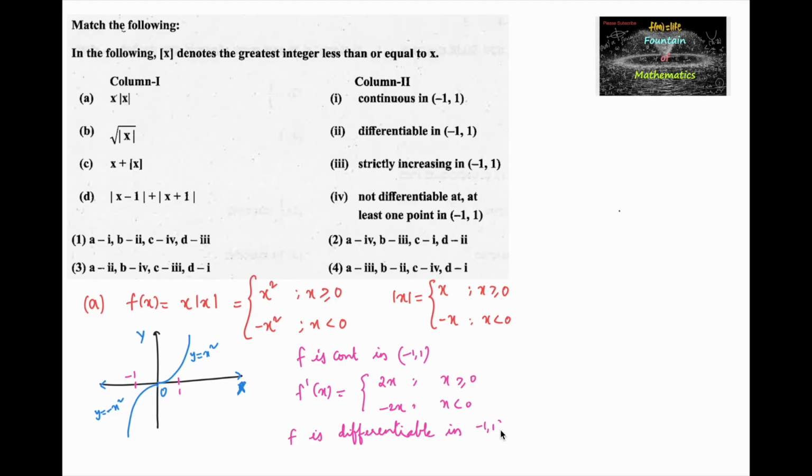In -1 to +1. For x greater than 0, 2x is positive and for x less than 0, negative 2x is negative. So it is neither increasing nor decreasing. So we cannot say it is strictly increasing. So this function is only differentiable.